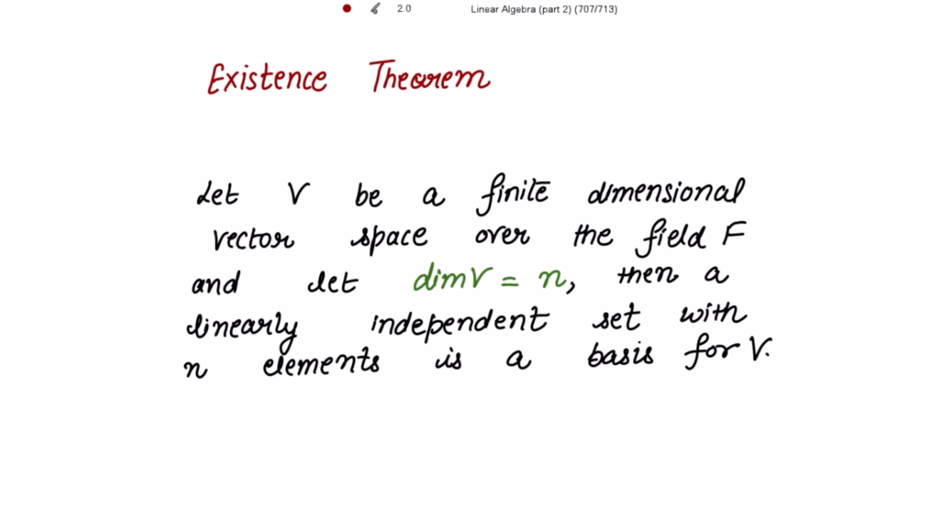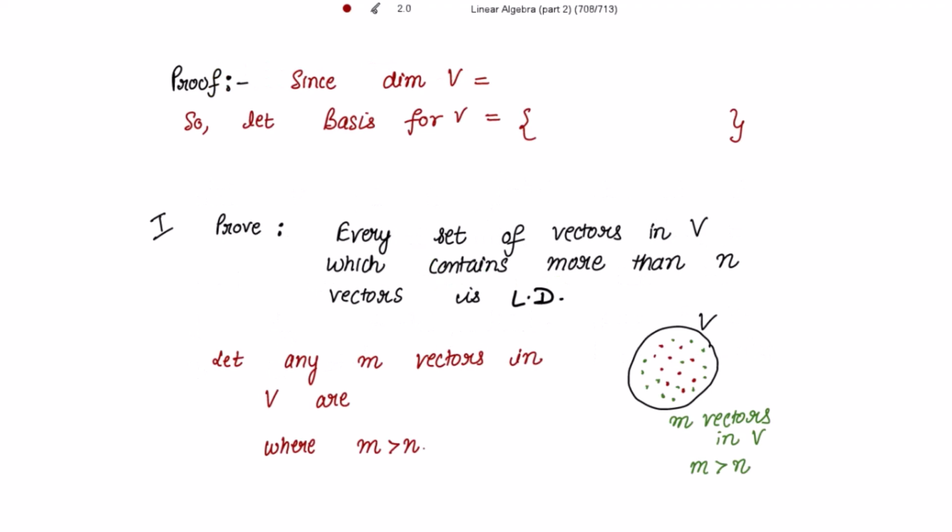This we will show first, and then we will use this result to show further that if we suppose any linearly independent set of n vectors in V, then that linearly independent set forms the basis for V. So we will use that result in proving this result. Let's start with the proof.